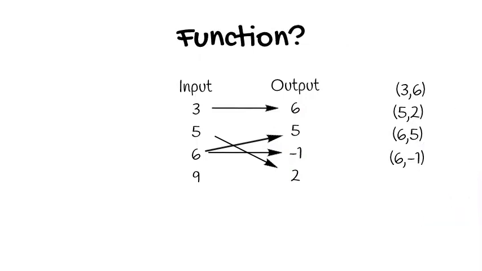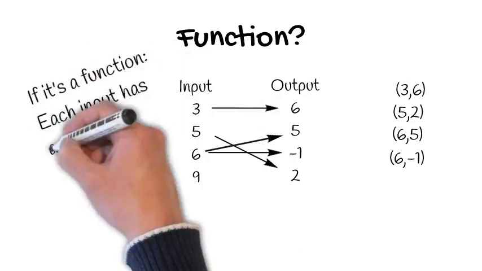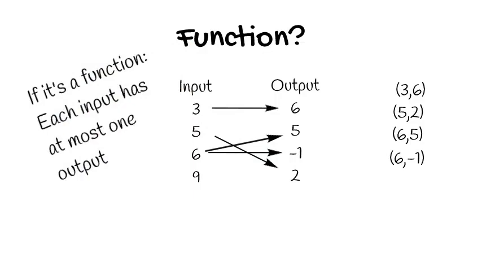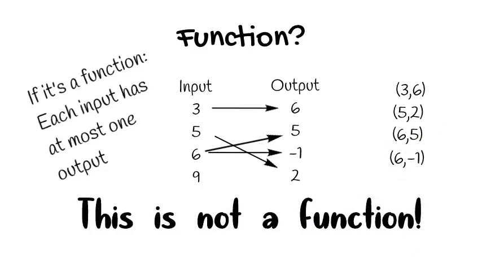How do we know if something's a function? Well, let's look at this one again, and you will notice that 3 maps to 6, but the number 6 maps to both 5 and -1. And it's only a function if each input has at most 1 output, but 6 has 2 outputs, and therefore it's not a function. Notice 9 has no outputs, but that doesn't change whether it's a function or not.